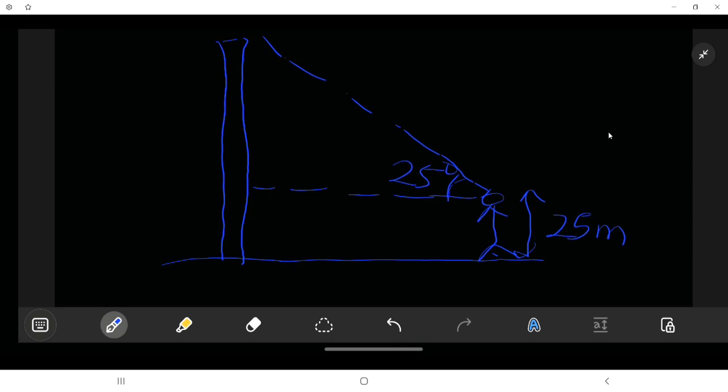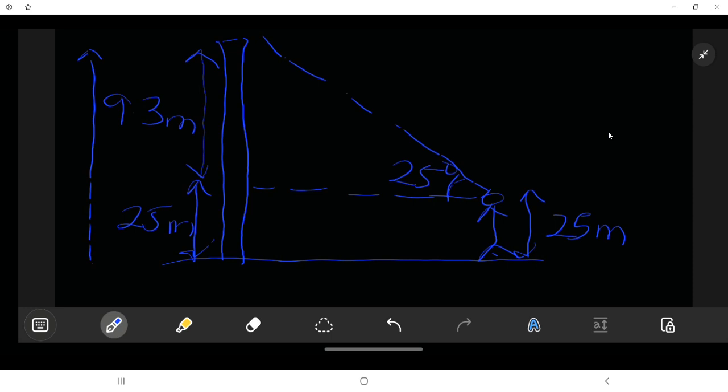So we know part of the height of the pole, which is equivalent to the height of the man, is 25 meters tall. Then we got our new height, which is 9.3 meters tall. When you sum them together, you have a total height of 34.3 meters, which is the height of the pole. Let's try another question on this.